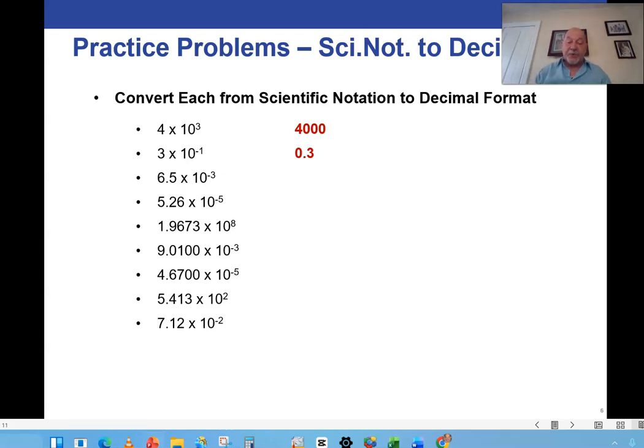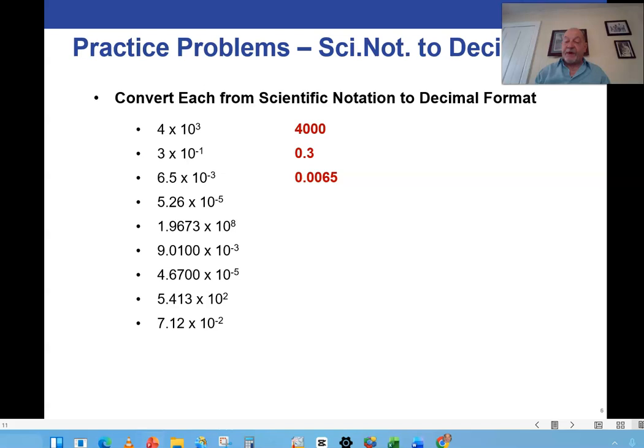Next number is 6.5 times 10 to the minus 3. This is telling us the 6 will be in the quote-unquote -3 position. That's 3 positions past the decimal point. So we would write 0.006, and then we just complete the number. The rest of the number is 5. That's it. So 0.0065. 6 is in the 3rd position after the decimal place.